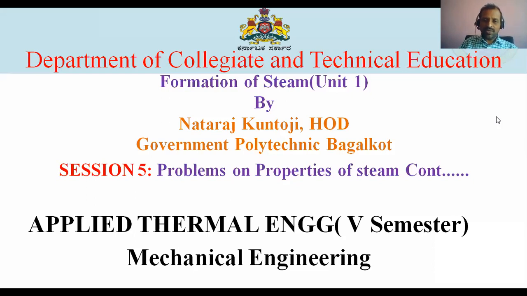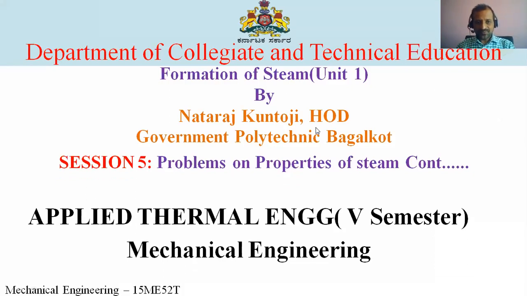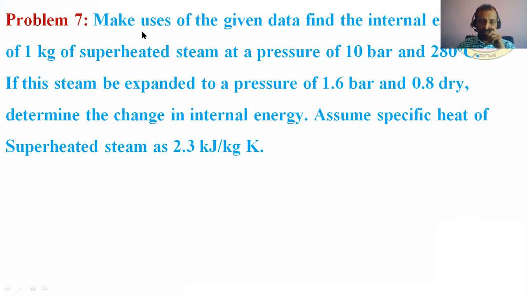So in this session we are going to solve the problems based on these properties and based on these conditions of the steam. Okay, now we'll see the problem. The next problem is the 7th problem. Make use of steam table and find the internal energy of 1 kg of superheated steam at a pressure of 10 bar and 280 degrees Celsius.